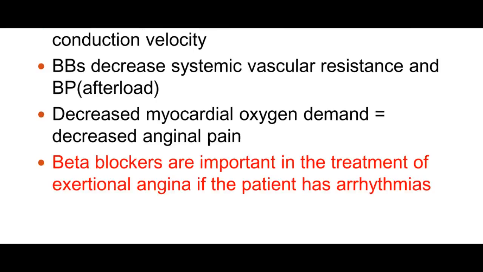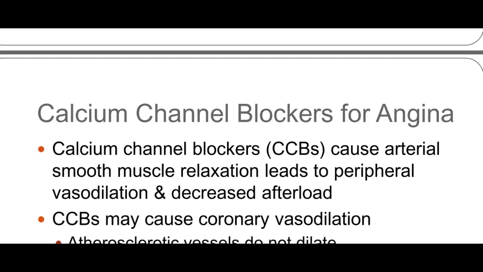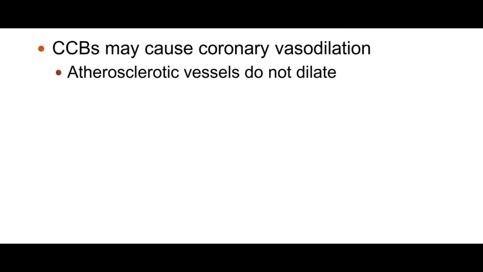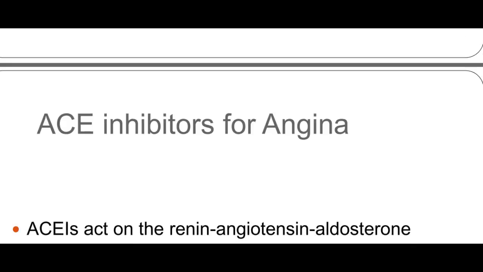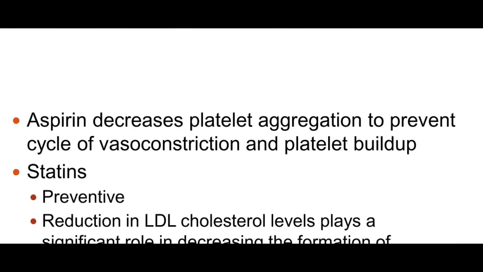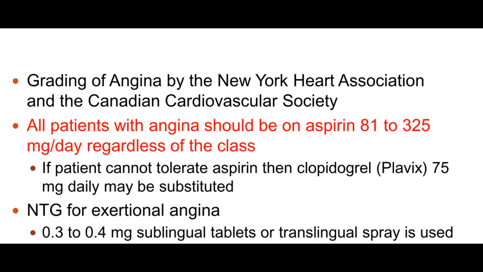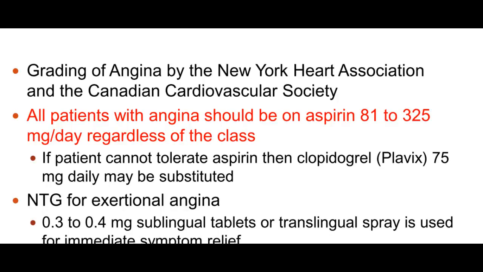And as far as isosorbide goes, I know we've talked about how to dose that, and that it needs to have that 12-hour rest period, so they need to take it at 7 a.m. and 2 p.m., not your normal BID, to prevent nitrate tolerance. That goes on. And ACE, we've talked about that. And aspirin and statins, we've talked about that. Okay, once again, all patients, no matter what class, get 81 to 325 milligrams regardless of the class.